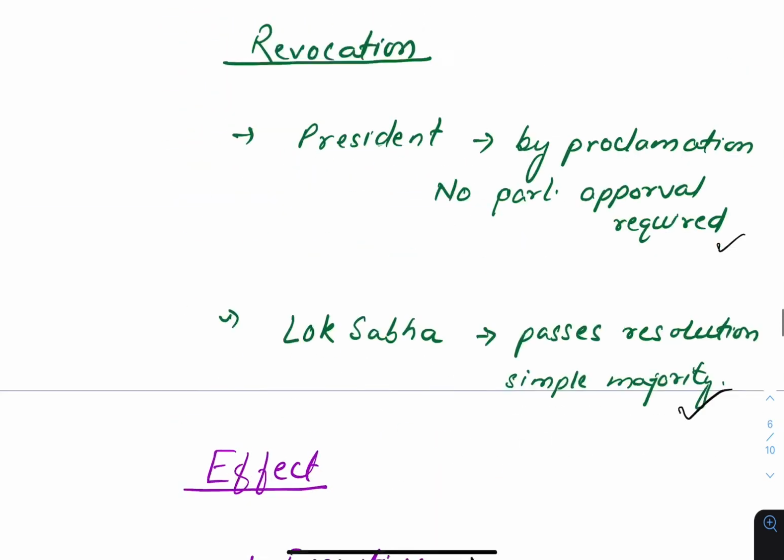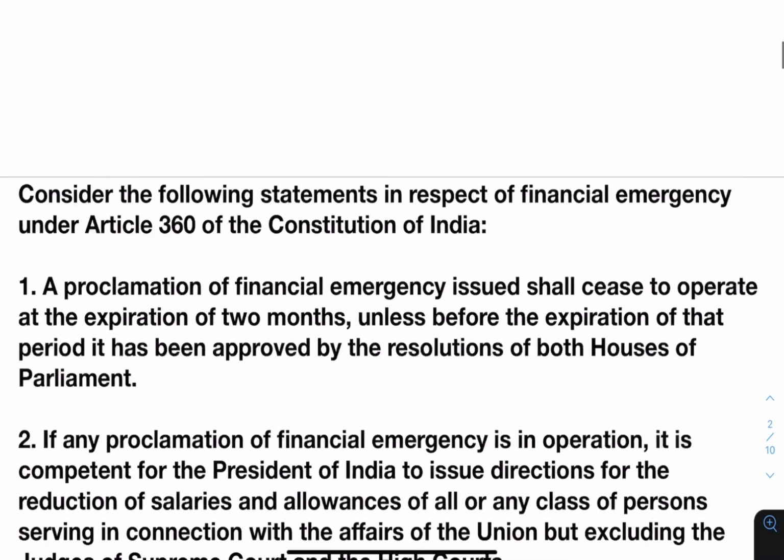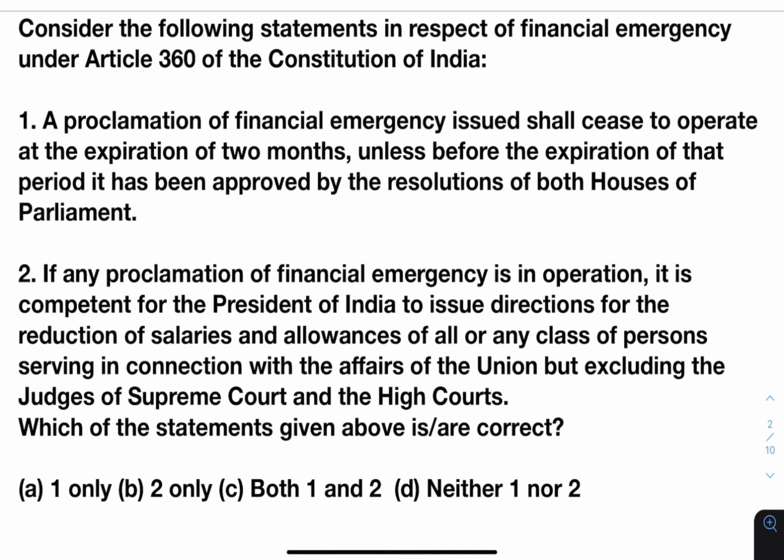Some previous year questions that were asked on emergency provisions. Consider the following statements in respect of financial emergency under Article 360 of the Constitution of India. Let us check what we read today. A proclamation of financial emergency issued shall cease to operate at the expiration of 2 months unless before the expiration of that period it has been approved by the resolution of both houses of the Parliament.